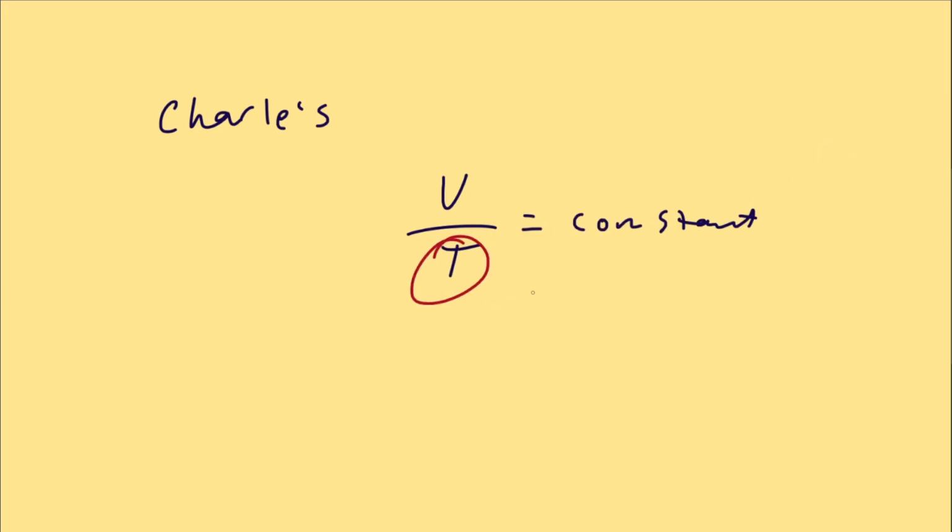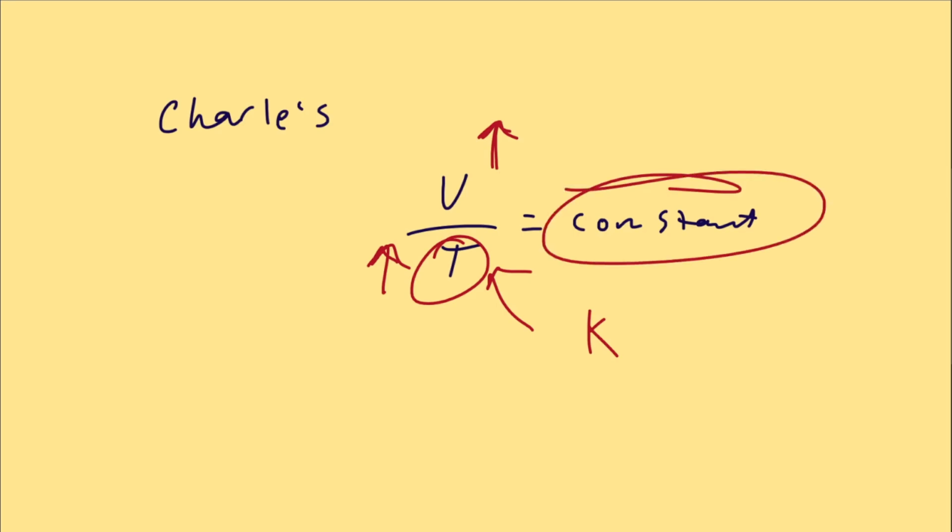Next law is Charles' law. Charles' law relates volume and temperature. So volume divided by temperature is constant at constant pressure. T here represents the absolute temperature in K, which is Kelvin. This says that volume increases as the gas heats up because the ratio has to stay the same, right? So if the temperature is increasing, then the volume has to go up as well for it to stay constant.